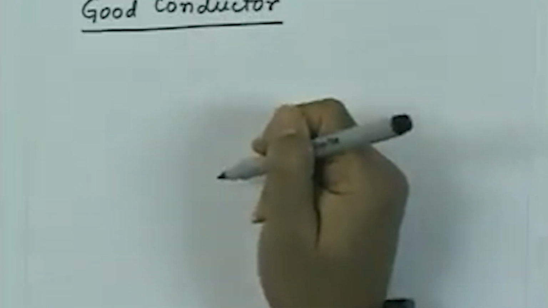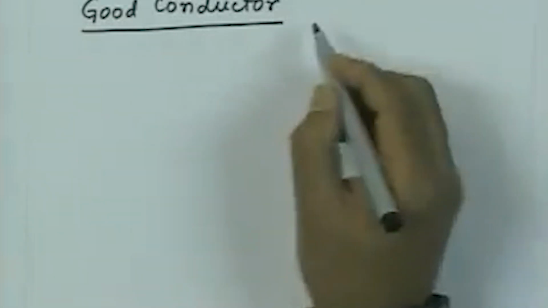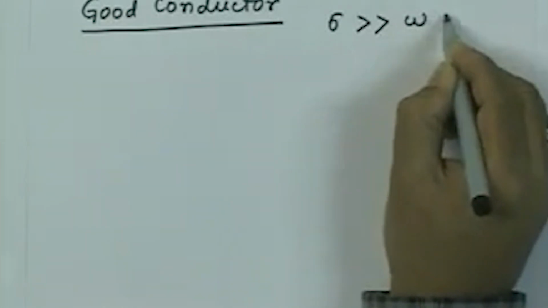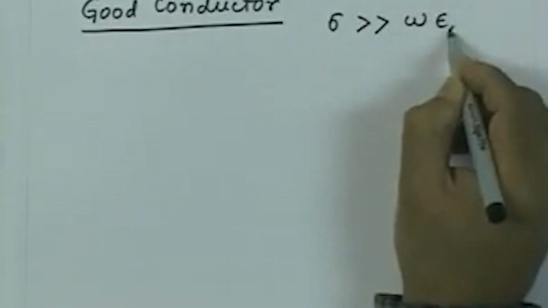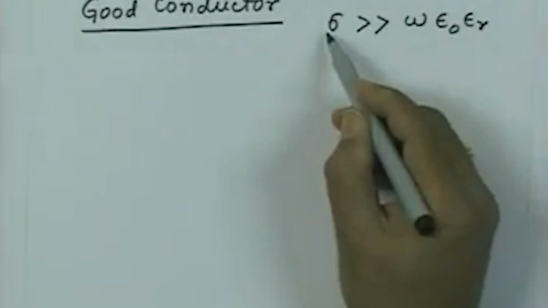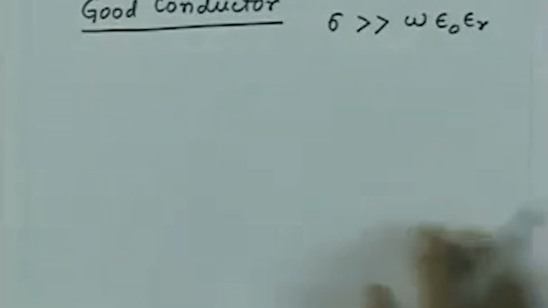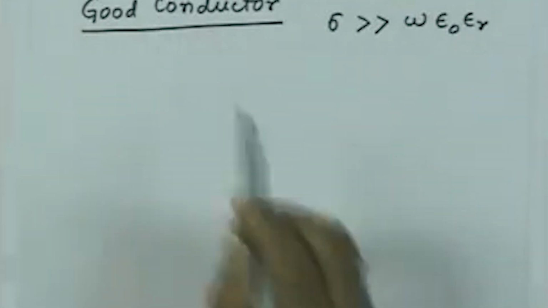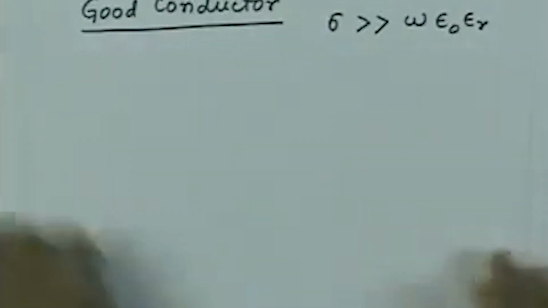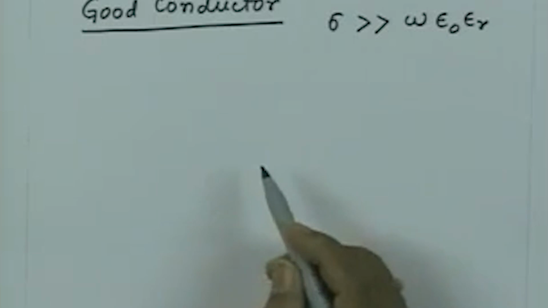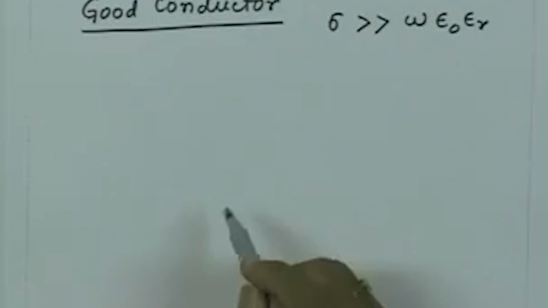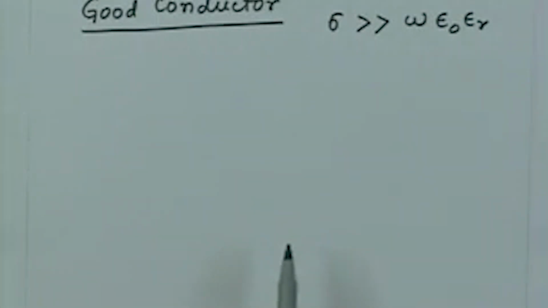As we characterized earlier, a good conductor is characterized when sigma is much larger compared to omega epsilon, or omega epsilon 0 epsilon r. So if the conduction current density is much larger compared to the displacement current density, then we call that medium the good conductor. As we did in the previous case, again we find out the propagation constant for this medium. We separate the real and imaginary parts, and from there we get the attenuation and phase constants.